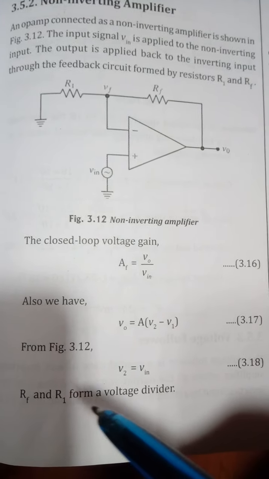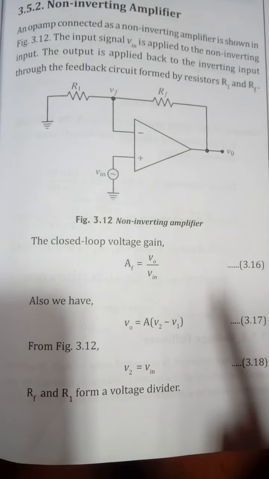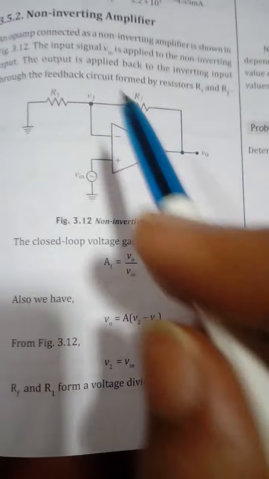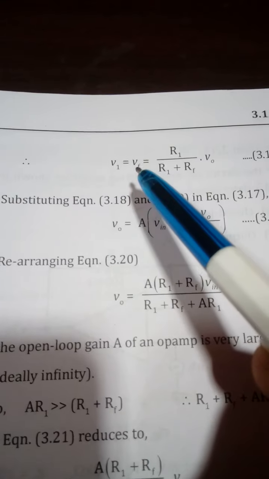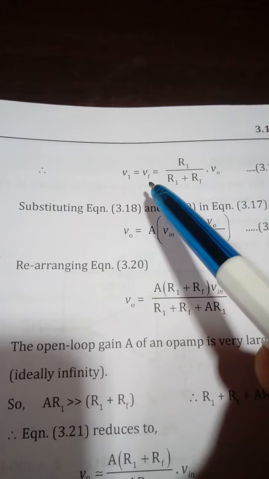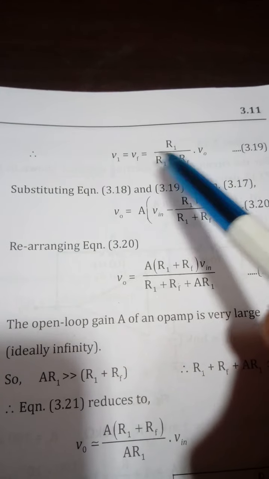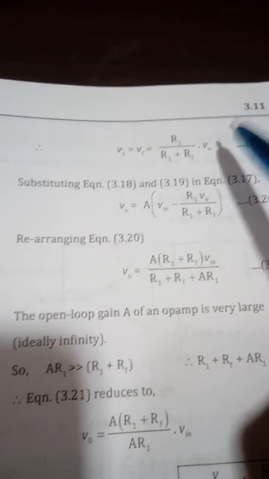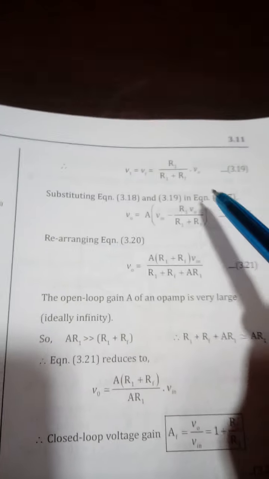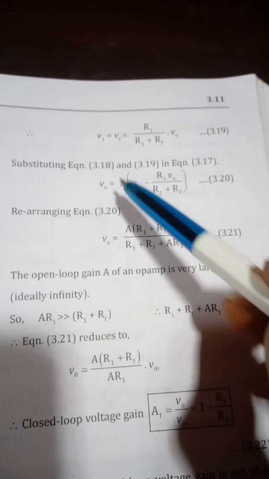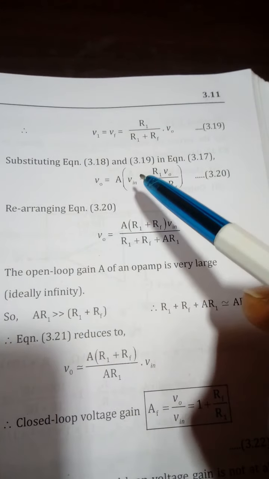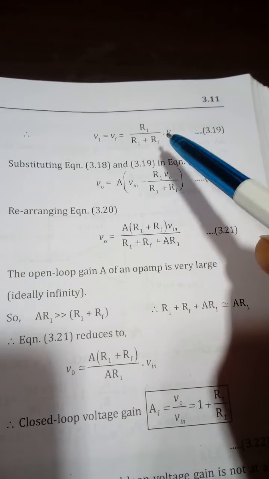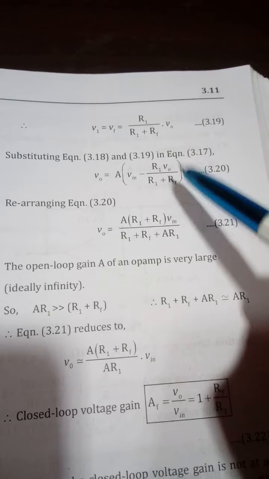RF and R1 form a voltage divider. This RF and R1, there is a voltage divider. So therefore you have Vin is equal to Vf, and that is equal to R1 divided by (R1 plus RF) into V0. So substituting the previous two equations in the first equation, you get V0 is equal to A into (Vin minus R1 V0 by (R1 plus RF)).